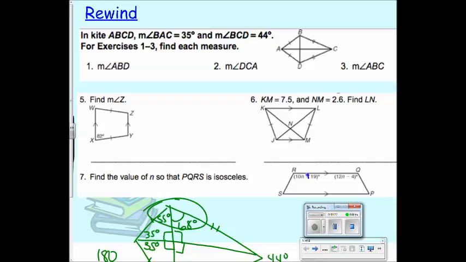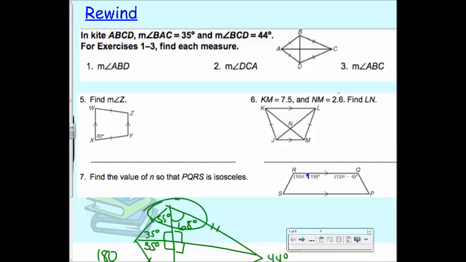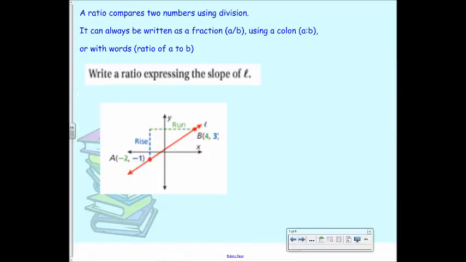So we're going to keep going with Chapter 7 now. We're going to move on from parallelograms and quadrilaterals for the time being, and we're going to start talking about ratios and proportions. You guys have probably seen ratios and proportions for many, many years. So what is a ratio?